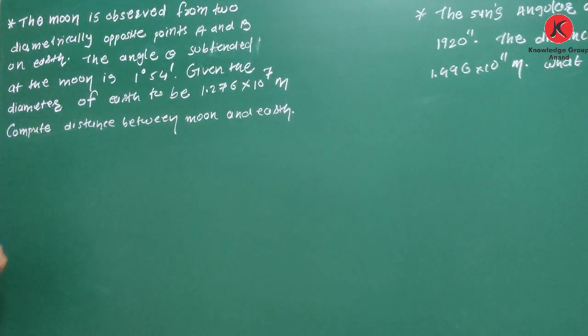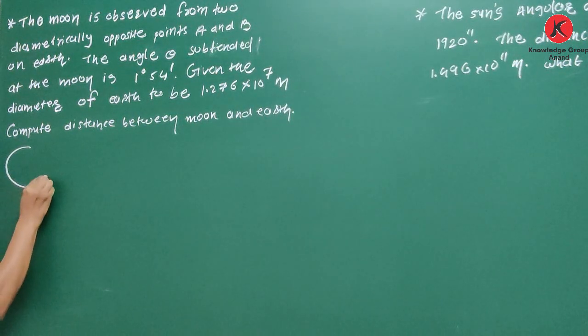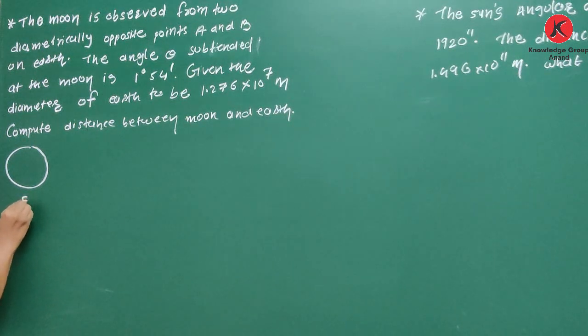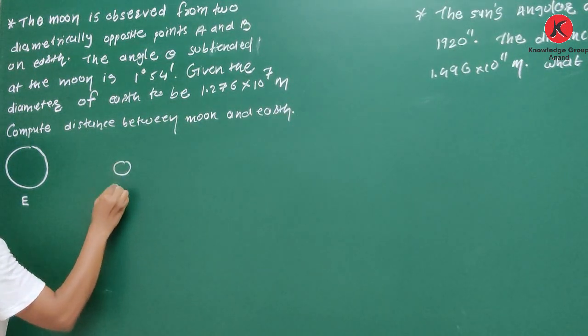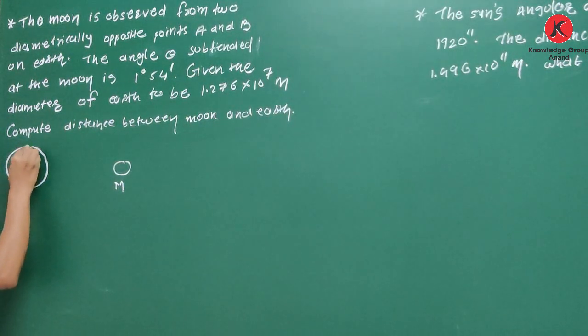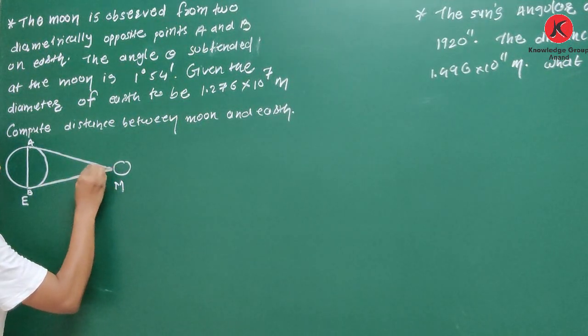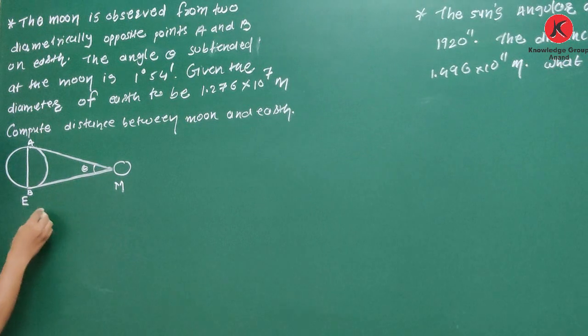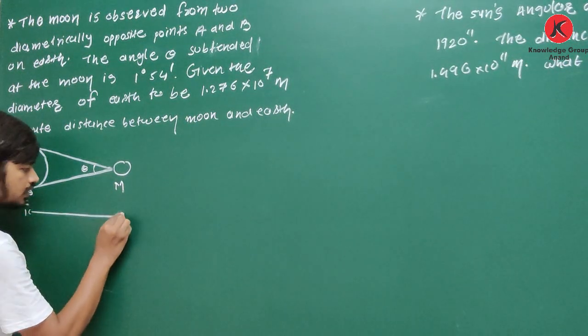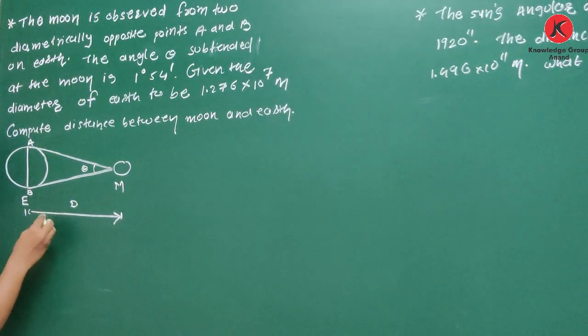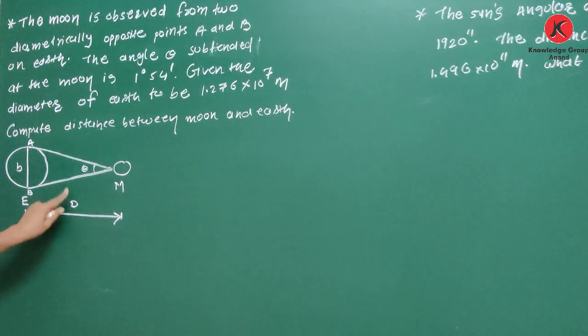See, here it is Earth, moon, two diametrically opposite points A and B. Moon is observed. It subtends angle theta. Distance between Earth and moon, capital D. Diameter of Earth, it is b. Yes or no?